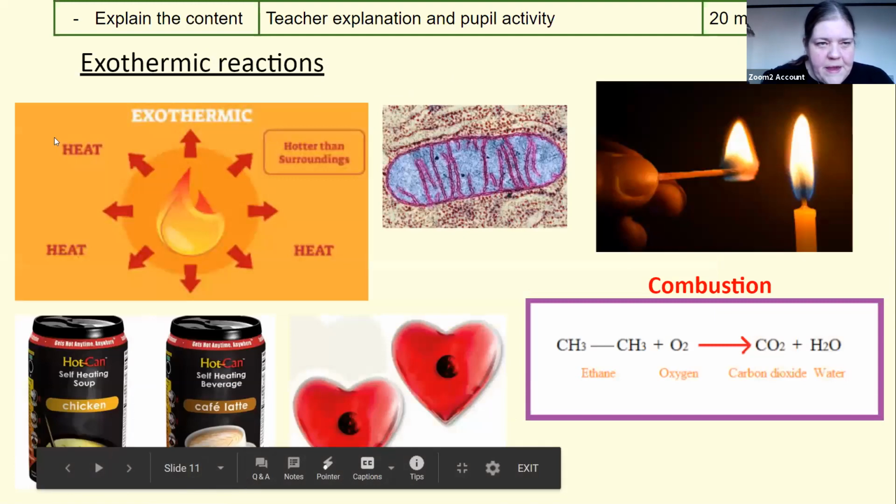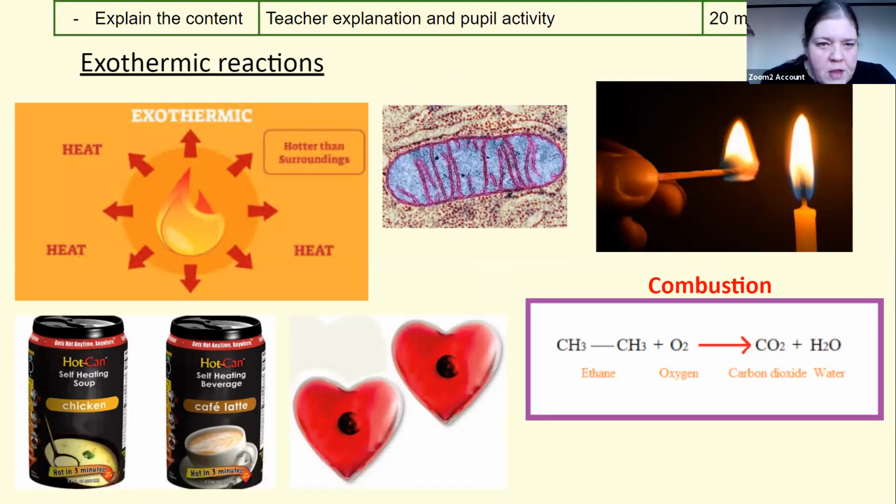Okay, so exothermic reactions. Now, I wanted to do this with a load of pictures, basically. Hopefully you can see them all. So an exothermic reaction is where energy is released to the surroundings, and that's a really, really key point. But we also have different types of exothermic reaction. We have respiration, which I think some of you talked about earlier, so well done.